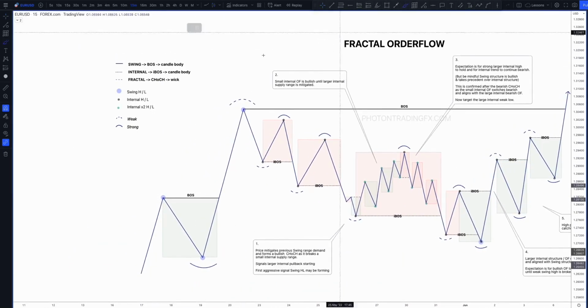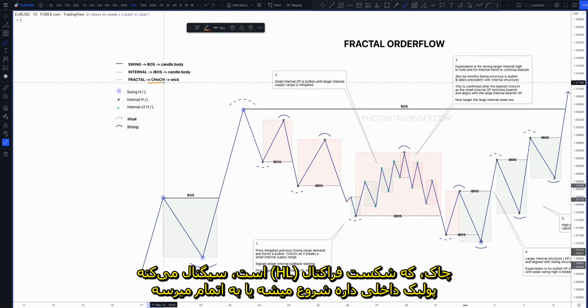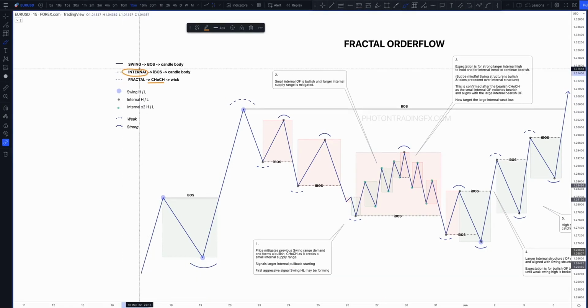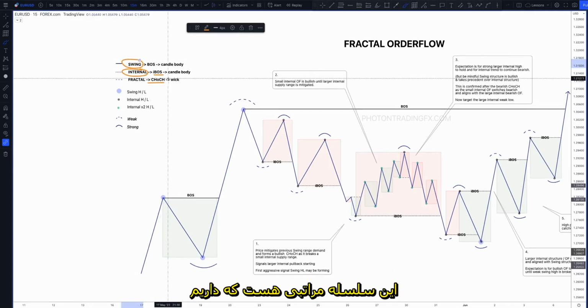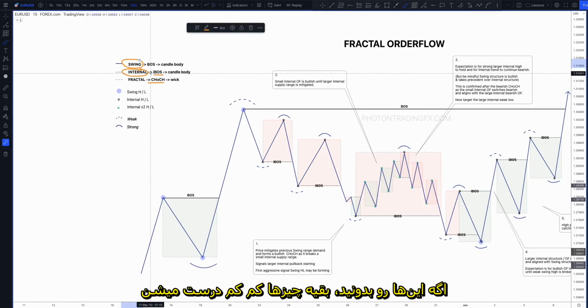Remember, a change of character, which is that break of a fractal high-low, signals that an internal pullback is starting or ending. These are like the laws. An IBOS signals that a swing pullback has started or ended. That's the hierarchy. So hopefully if you have that, everything else will fall in place from that.